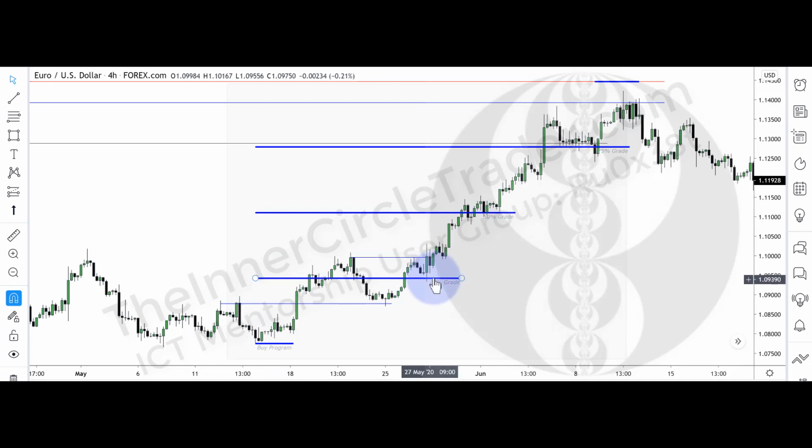So 25 is 50% of this and this. 50 is half of this low and the rejection block. And 75 is half of the midpoint, or half of the projected range from the rejection block to the midpoint. You'll get to 75%. Okay, so there's your grading of a price swing.